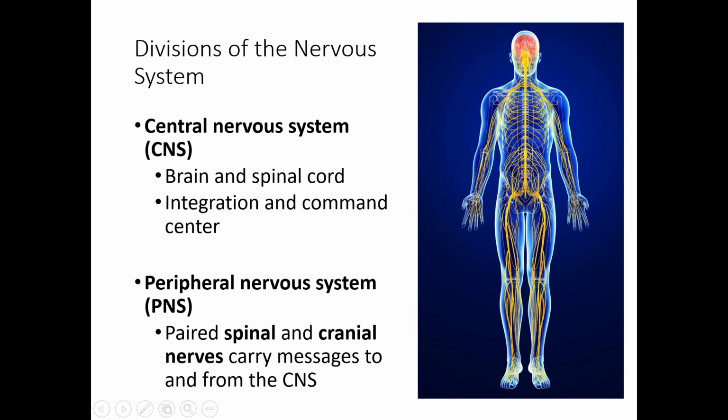And all other nerves that originate from the brain or from the spinal cord and go into all the muscles, organs, and tissues are called together peripheral nervous system, or PNS. Nerves originating from the spinal cord are called spinal nerves. Nerves originating from the brain are called cranial nerves.